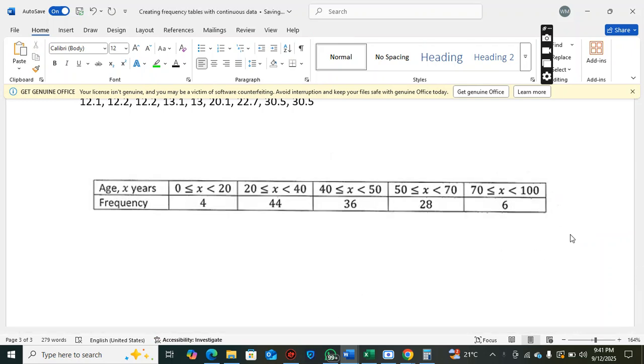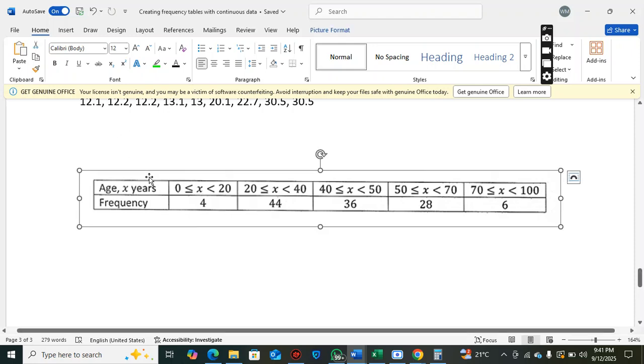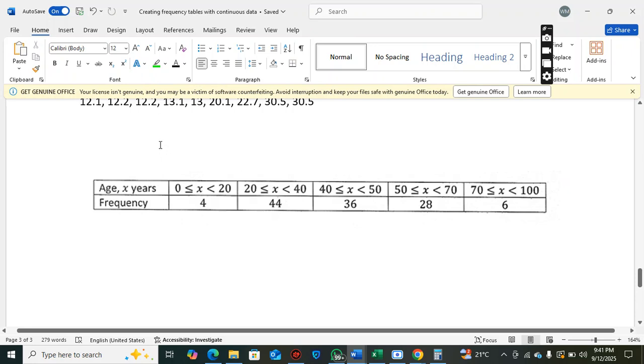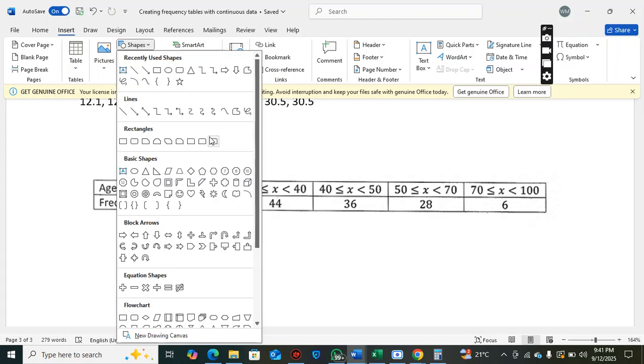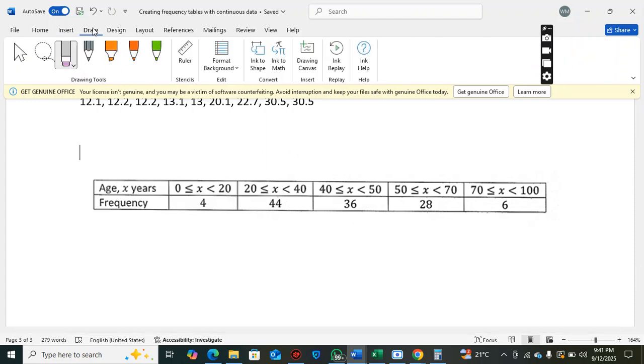Now, the difference between a histogram and a bar chart. Actually, we'll make both of them first so that we will see the difference between a histogram and a bar chart. So the first thing we need to do is put these class intervals in simple form.